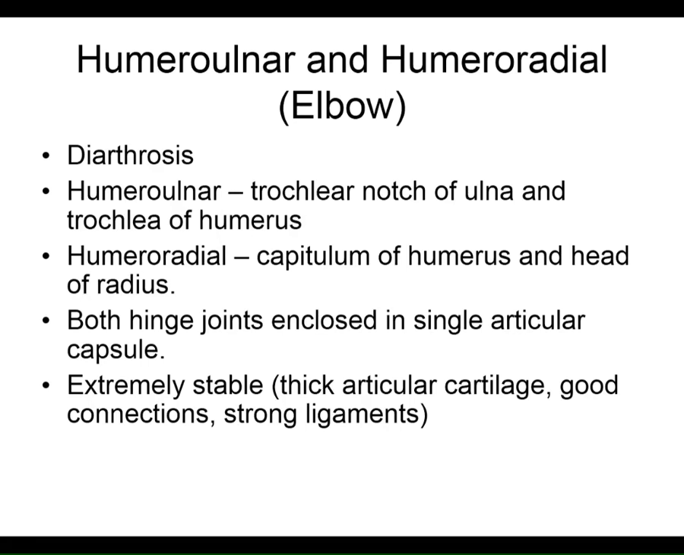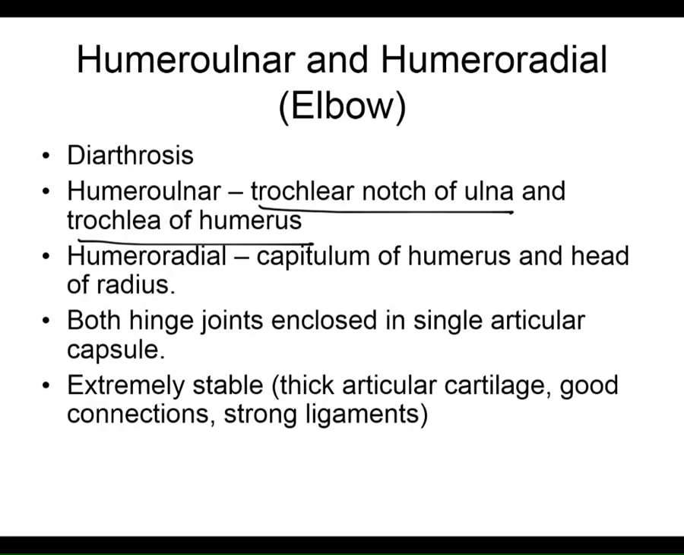Next, humeral ulnar and humeral radial. These 2 joints make up what you call the elbow. Humeral ulnar, right, now these you know specifically. The humeral ulnar joint is between the trochlear notch, that is the U of the ulna, and the trochlea of the humerus, which is the pulley-shaped structure at the distal end of the humerus.